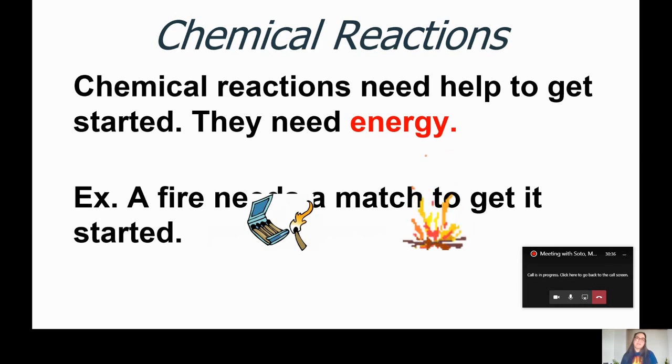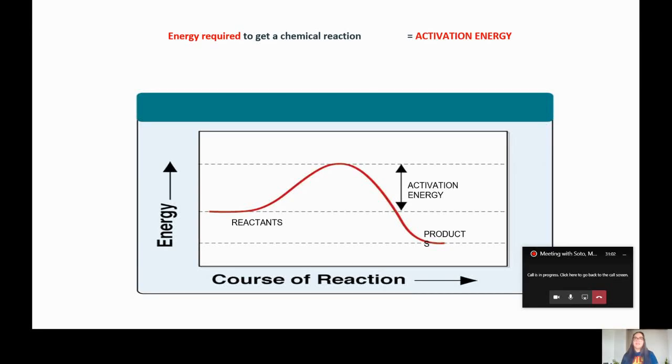Now, chemical reactions are going to need some energy as well, okay? So for example, when you light a match to get a fire started, right? That's some energy that you're adding in so that the fire can happen. Not all chemical reactions require energy, but a large amount of them do. Now, the energy required to get a chemical reaction started is what we call an activation energy.